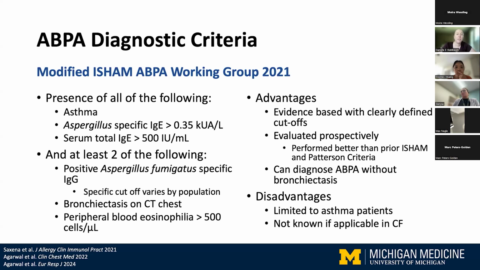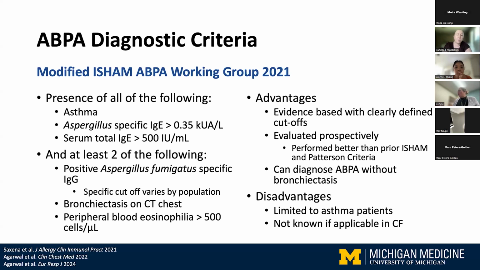In the past, it used to be based off of the Rosenberg-Patterson criteria that was developed in 1977. Then the International Society for Human and Animal Mycology, a working group, developed diagnostic criteria in 2013. They most recently revised this in 2021. And so this is the diagnostic criteria I see most used currently.